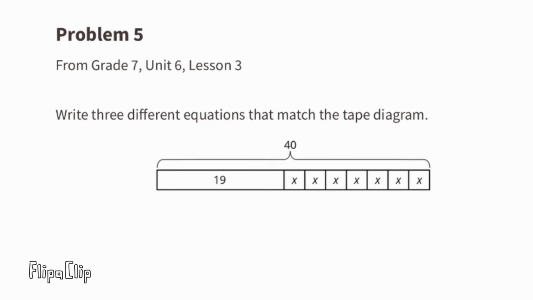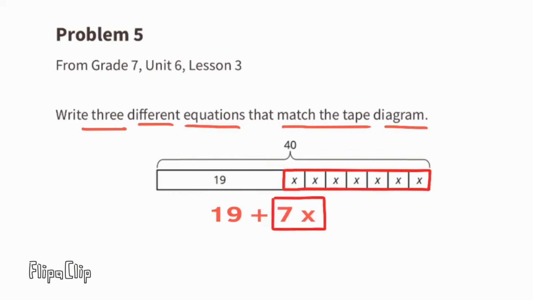Problem number 5 from 7th grade, Unit 6, Lesson 3. Write 3 different equations that match the tape diagram. This rectangle represents 19 plus these 7 boxes, each with one x inside. That represents plus 7x. So far we have 19 plus 7x. 40 represents the entire amount. That means that 19 plus 7x equals 40. This is one example of an equation that matches the tape diagram.